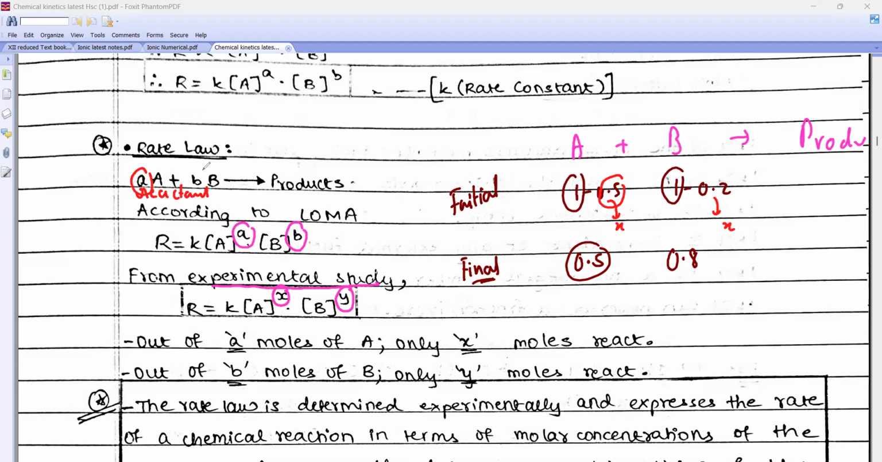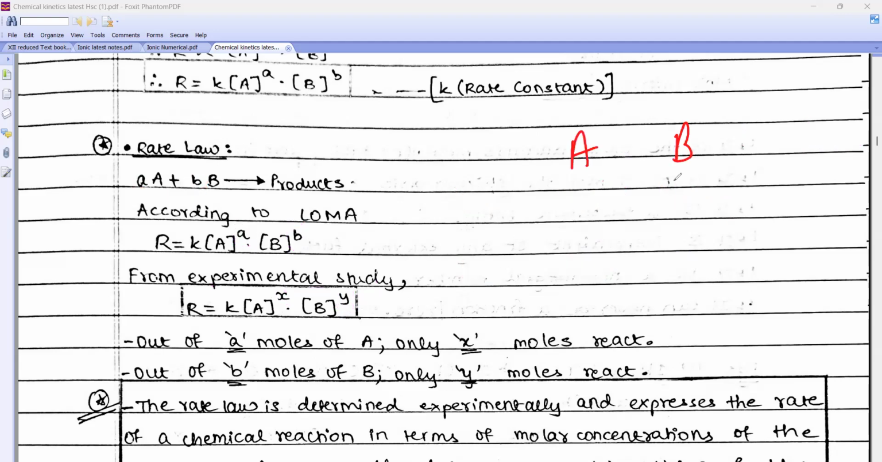A moles, B. What happened? Arre baba, they can write anything. I wrote it like this. A, B. This was initially 1, 1. Now let us say from this how much went? 0.5 went. And from this how much went? 0.2 went. So this was your initial, and this is your X, and let us say this is your Y.